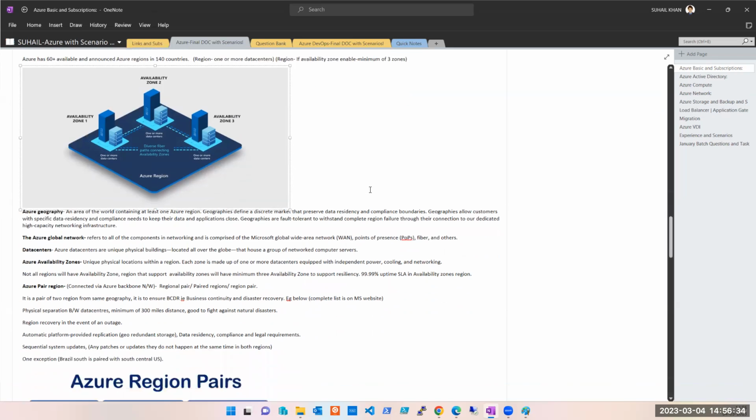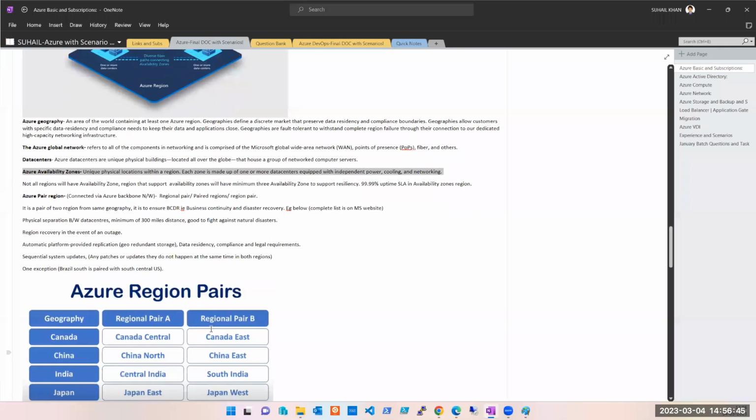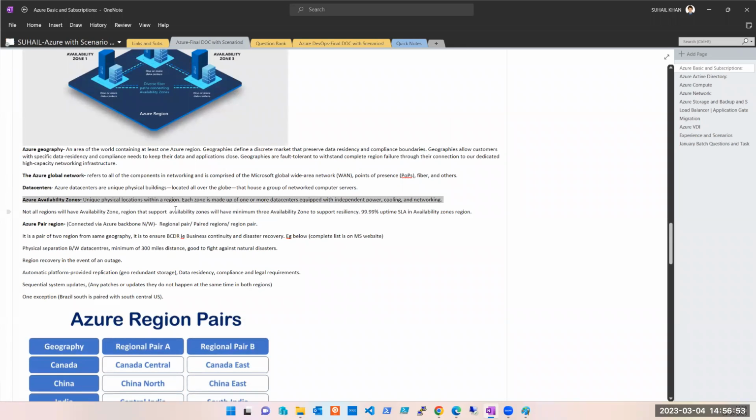Okay. So here we are done with Azure geography. This is nothing. This we'll discuss later. Data centers we're done. Availability zone we are done. Okay. Paired region we'll discuss later. It mostly comes into the picture when we discuss storage. Okay. What other thing do you have to know about availability zone?